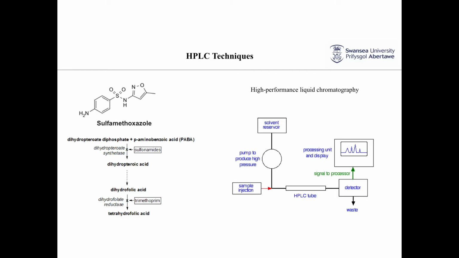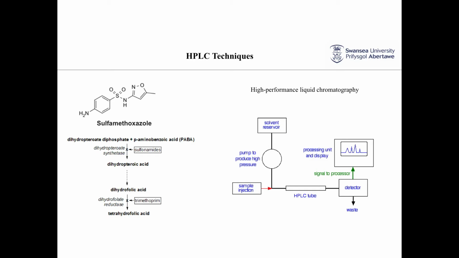It relies on a pump to pass a pressurized liquid solvent containing the sample mixture through a column filled with a solid adsorbent material. High-performance liquid chromatography is basically a highly improved form of column chromatography. Instead of a solvent being allowed to drip through a column under gravity, it is forced through under high pressure of up to 400 atmospheres. That makes it much faster.